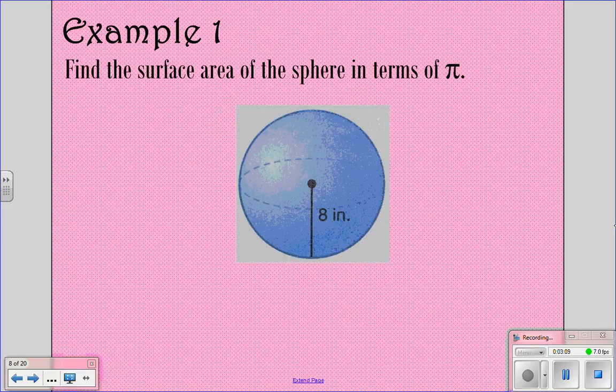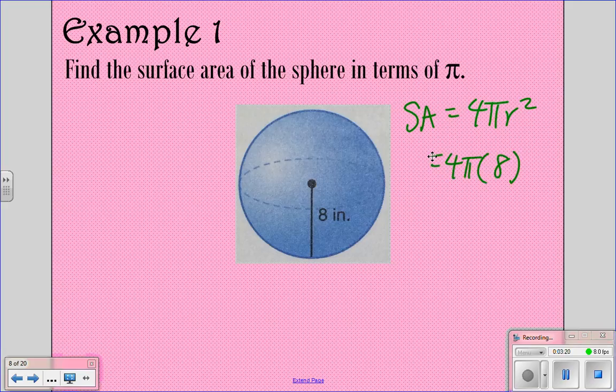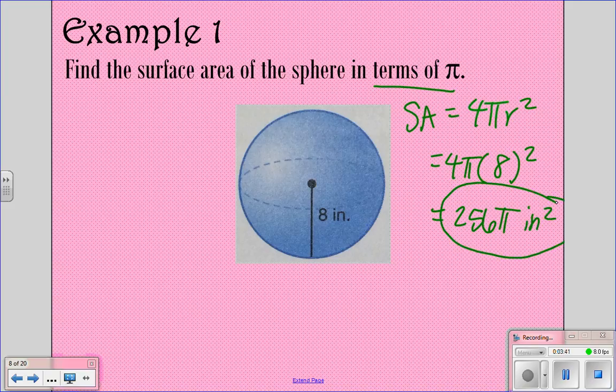So looking at an example, we want to find the surface area in terms of pi. So our surface area is 4 pi r squared, and our radius on this one, they tell us, is 8. And so 8 squared is 64, and then times 4 is going to be 256, and then pi, because it said in terms of pi, so we leave pi in our answer, and then it was inches, so inches squared. And so this would be your answer for that question.